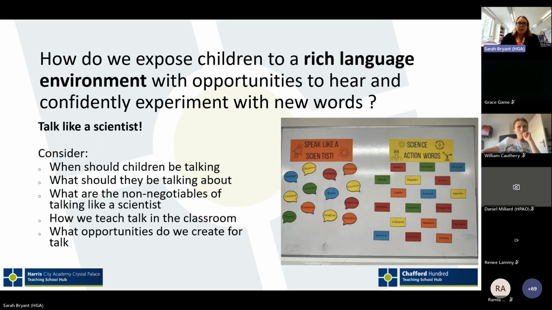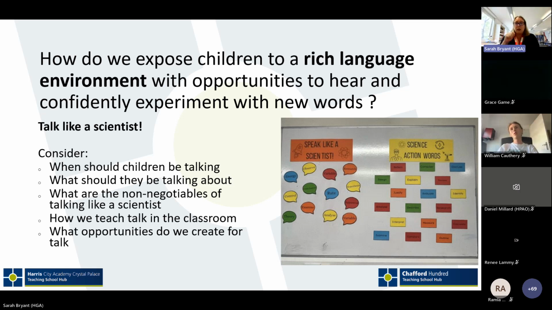So how do we expose children to a rich language environment with opportunities to hear and confidently experiment with new words? Well, we're really lucky in science because all those new words are fully embedded in our curriculum anyway, and in everything we do. And it's in the environment around you. You've probably got keywords on your displays as well, or you might have a working wall. So one of the things that we do is talk like a scientist.